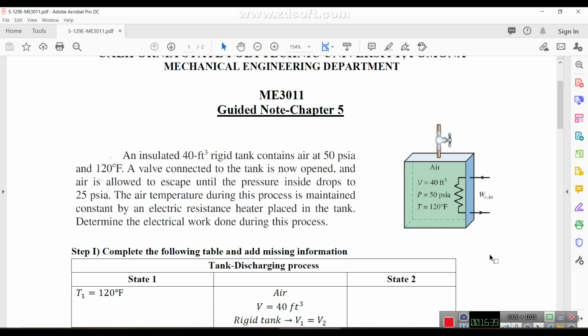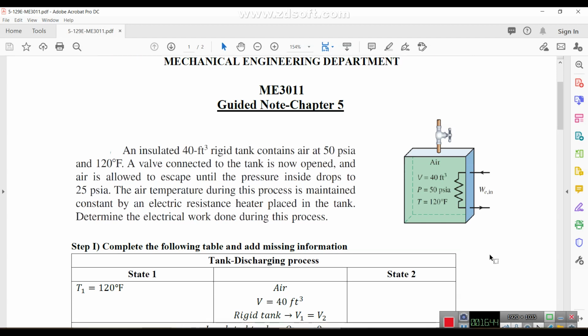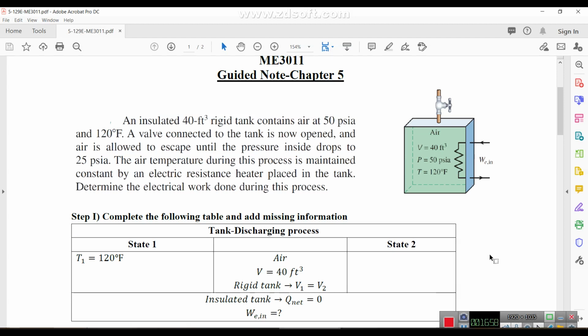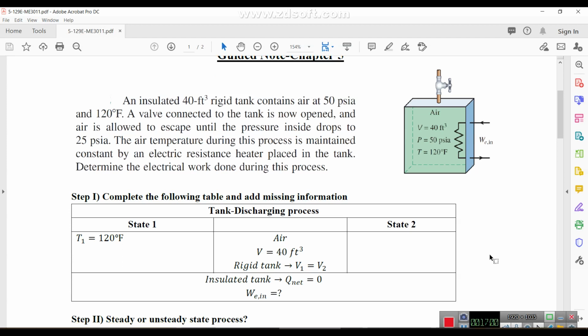Here, again, there is a tank. Keep in your mind that this is an insulated tank. What does that mean, insulated? When you have an insulated tank, QNet is 0. So you can simply write QNet is 0. Then you have some other information. I prepared this table, but please spend 2 minutes and complete this table. Add all information to this table, and then we can go over the other part of this problem.